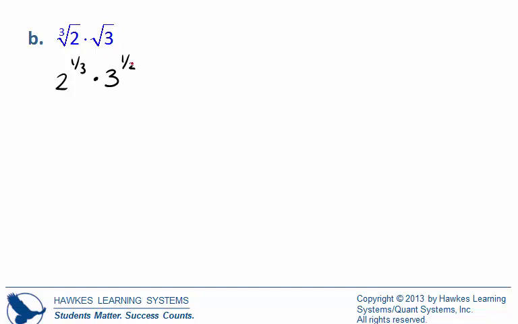That common denominator would need to be 3 times 2, which is 6. So I'm going to be multiplying this first one by 2 and the second one by 3 in order to get that common denominator. So my first one becomes 2 raised to the 2/6, and the second one becomes 3 raised to the 3/6.